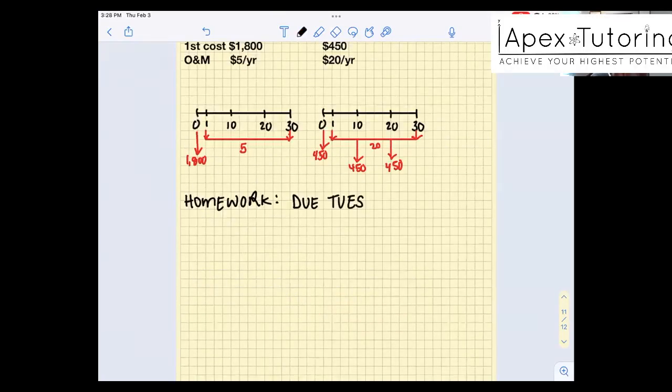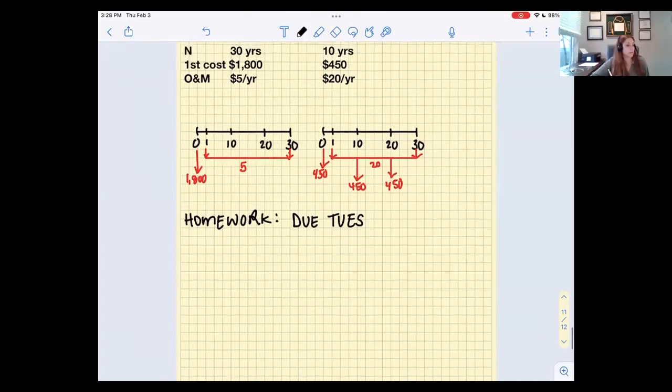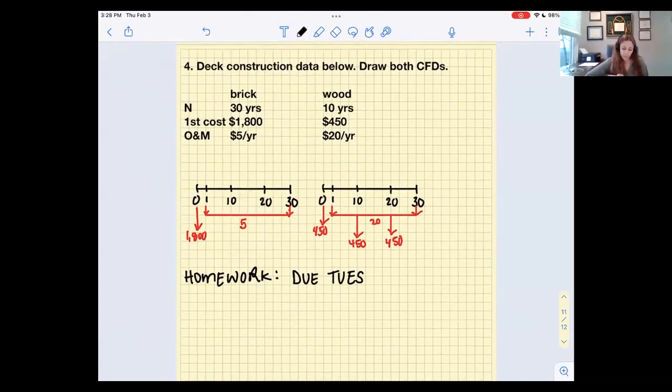How come there isn't a cost of 450 at year 30? Great question. Well, we didn't replace the brick deck at year 30, right? We bought it once and it lasted, and then it was at the end of its useful life at year 30. So we had to keep buying the wood deck at year 0, year 10, and year 20, but we're allowing it to expire by the time it reaches year 30. We didn't have to buy a new one because we're trying to compare them to last up to 30 years, and that's it.